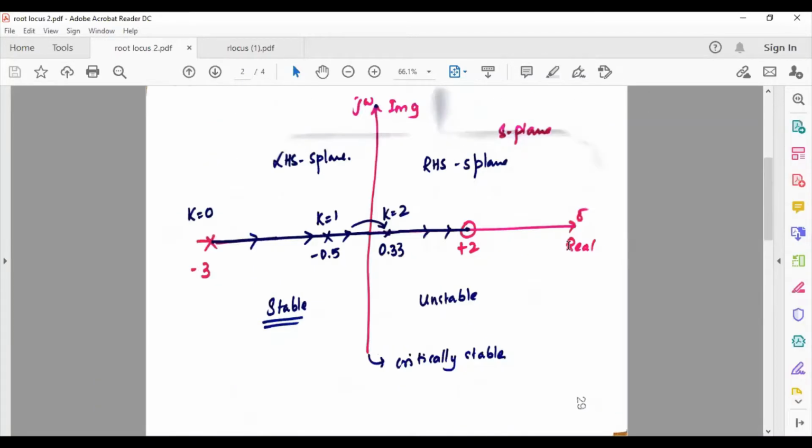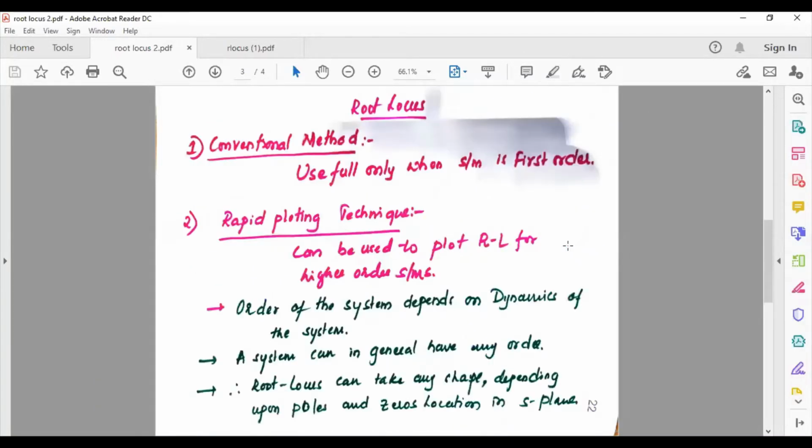So that's why there is a shortcut to plot the root locus, and we call it a rapid plotting technique. I'll make one more thing clear here. The conventional method is not in the syllabus. This I have introduced only for the sake of understanding.